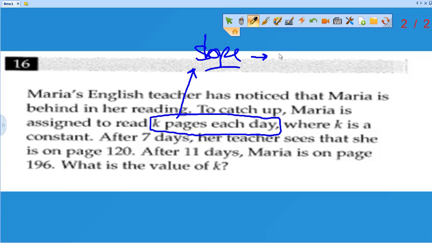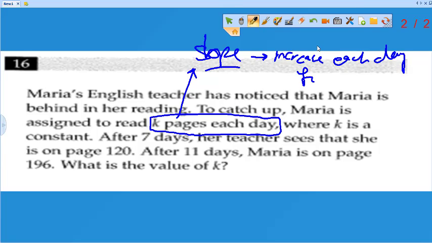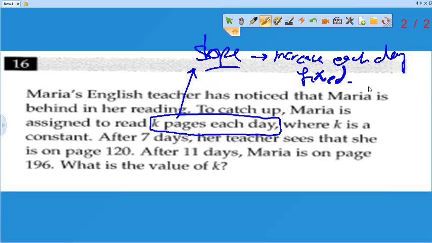Why is this slope? It increases each day by a fixed amount. It means it's a slope K. It means here we have 2 points. After 7 days, she had already read 120. After 11 days, she read 196.